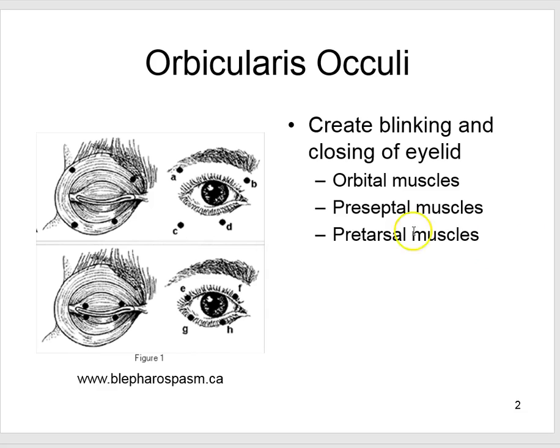So the orbital muscles, or A, B, C, and D, and you can see them right here, they're more on the outside of the perimeter of the eye. The preseptal muscles are E and F, which are right here, and the pretarsals are G and H, which are right here. So this is more on the eyelid itself.